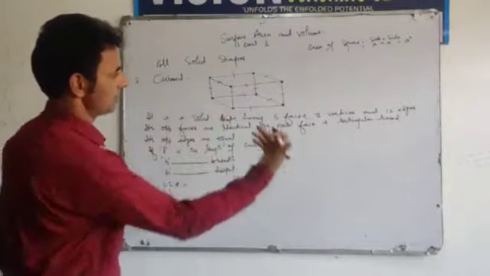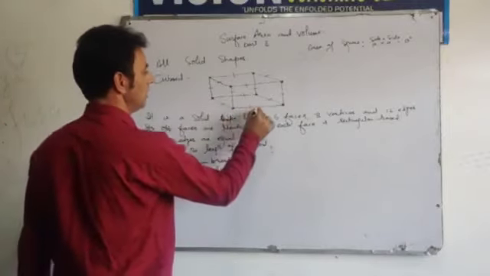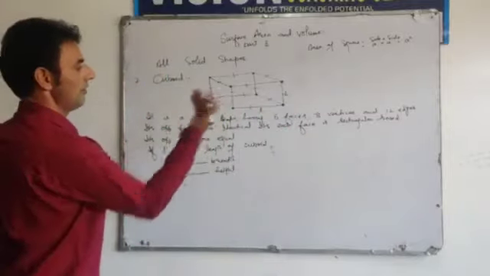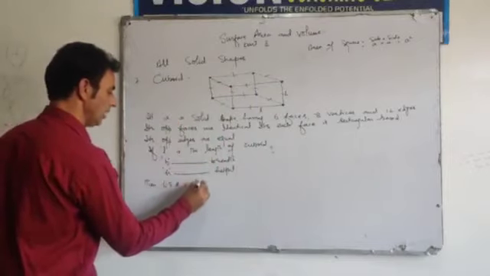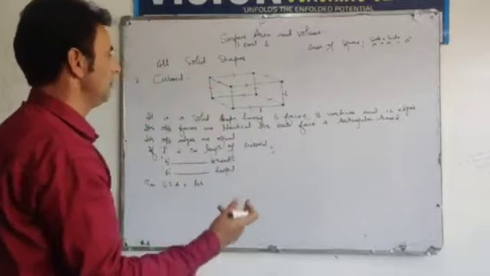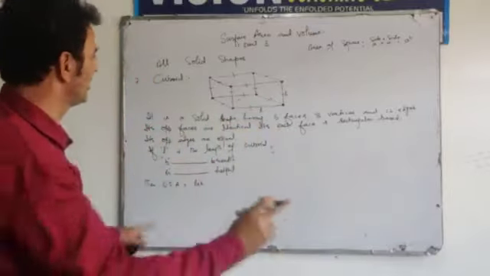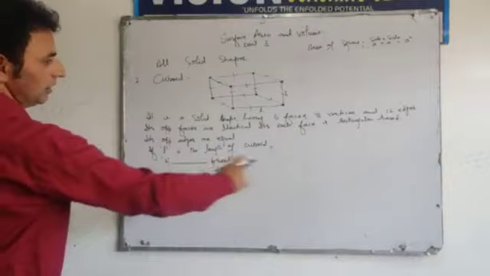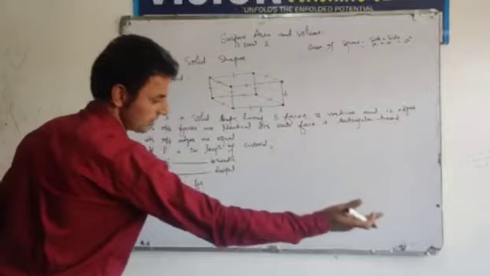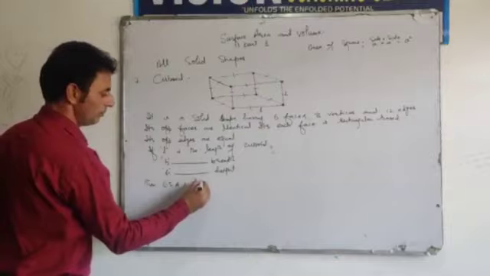The first side face is its front. And in the front, which dimensions are involved? Length and height. So the area of the front will be length into height. As it is rectangular in shape, the area of a rectangle is the product of both the two dimensions. Take this wall of the room in which I teach: this is the length and this is the height. So length into height is the front face area.